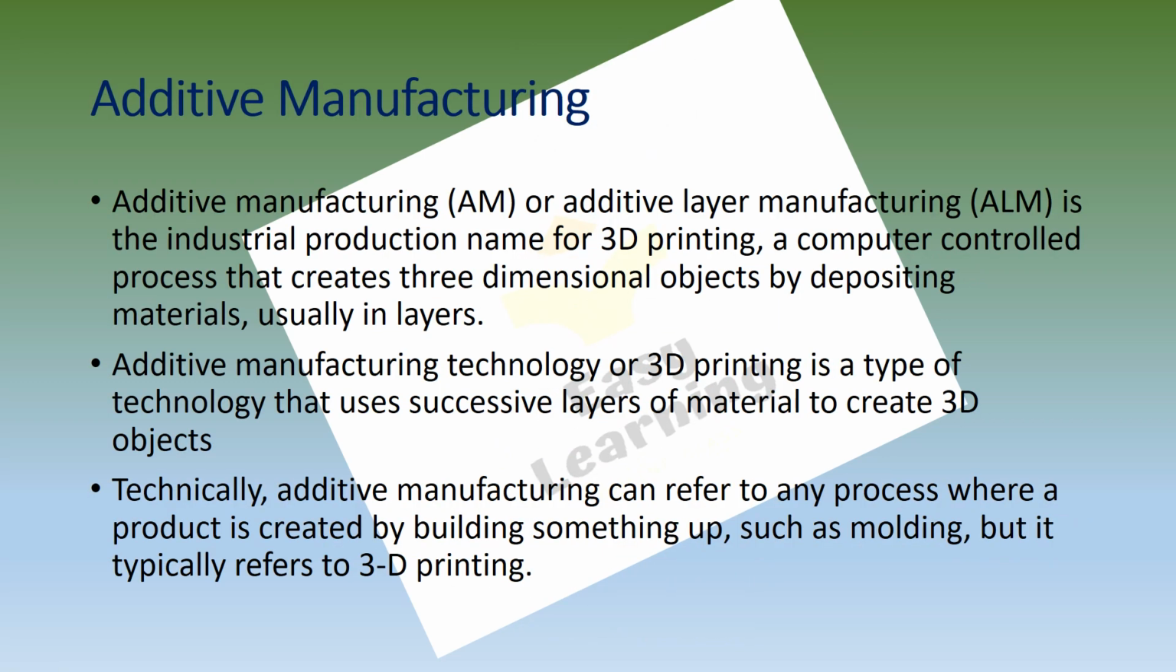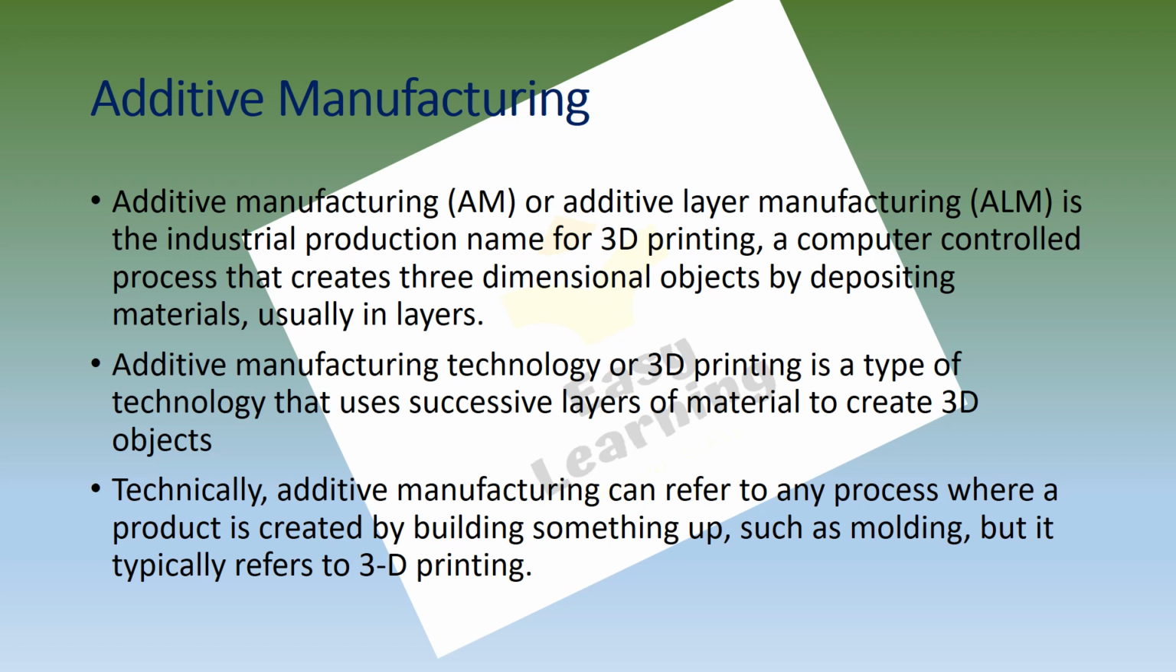Student, when we talk about additive manufacturing, what comes to your mind? Additive का मतलब यहाँ पे क्या समझ आ रहा है कि किसी चीज़ को ऐड करना. तो हम यहाँ पे क्या कर रहे हैं कि additive refers to the process of building a shape by adding a material piece by piece. तो additive manufacturing or additive layer manufacturing is an industrial production name for 3D printing, a computer controlled process that creates a three-dimensional object by depositing material layer by layer.